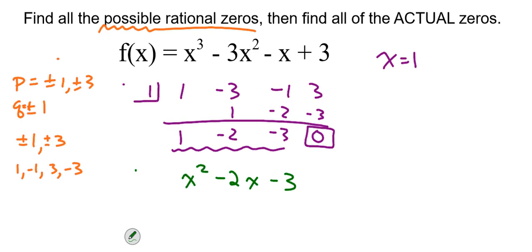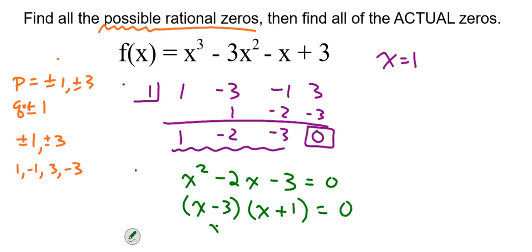Can we factor this? You betcha. Let's go ahead and factor it. Once again, now it's a quadratic that's left because we just divided by x minus 1, or we used synthetic division with 1. And so we're going to set this equal to 0 to find our remaining zeros. We're going to factor. I'm going to use what? Negative 3 and positive 1. So we know that our remaining zeros will be 3 and negative 1.